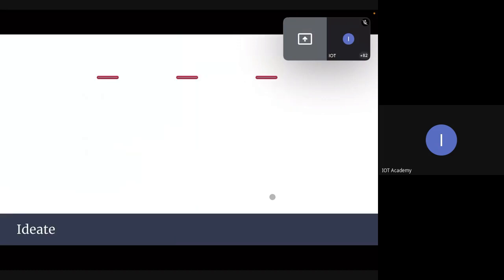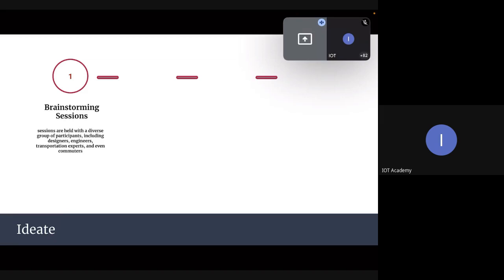Now comes the third stage, ideate. In this stage, sessions are held with a diverse group of participants. Now there are many people in the design thinking team. There could be designers, engineers, transportation experts, commuters. We will have brainstorming sessions with them and within the team also to understand, if this is the problem, how can we solve it?